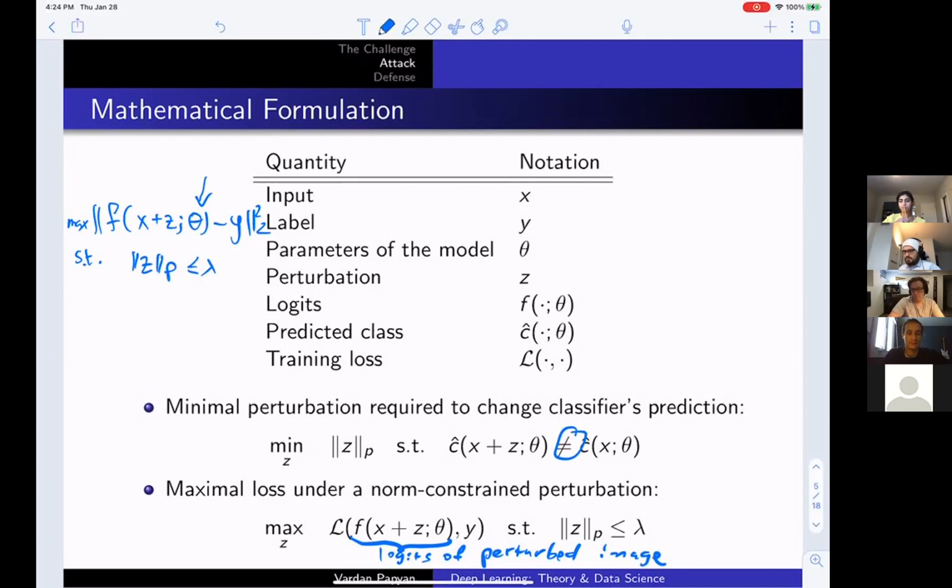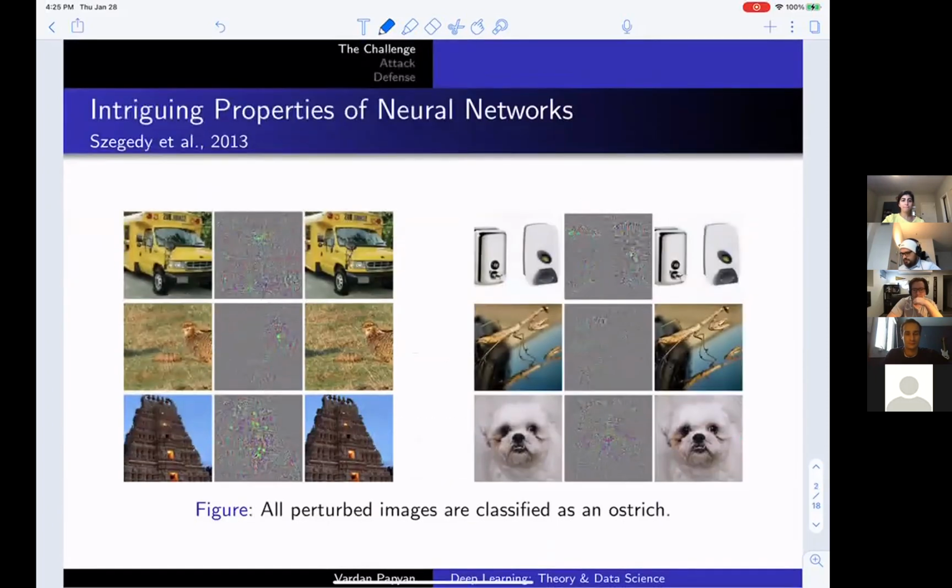But empirically, what's observed is that you need a very, very tiny perturbation that is not noticeable to the human eye, which can change the predictions. So if you remember the examples that we saw here, the image after the perturbation is still an angry dog. You cannot distinguish the difference between the two. It's basically the same.